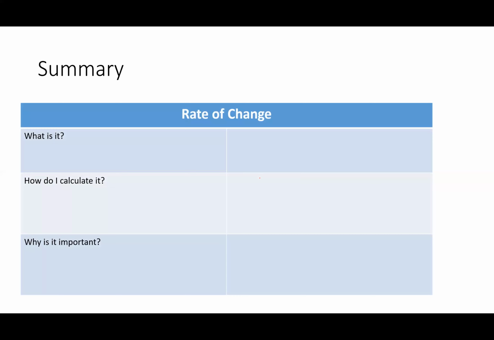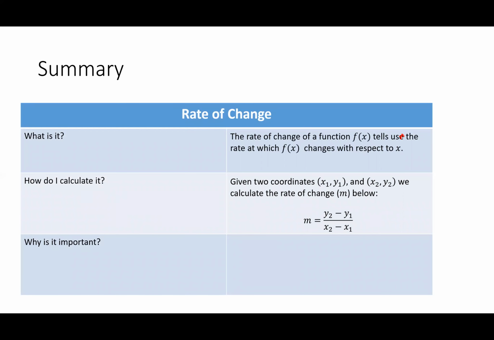So now, let's summarize everything. Rate of change. What is it? The rate of change of a function f of x tells us the rate at which f of x changes with respect to x. The way I calculate it is by using our slope formula that we've used time and time again. And why is this important?